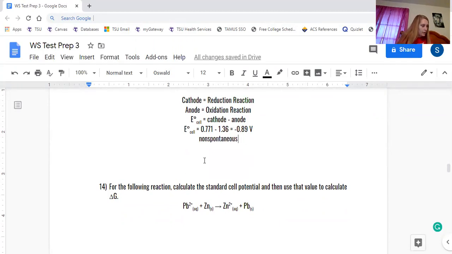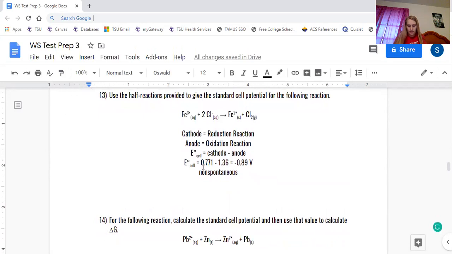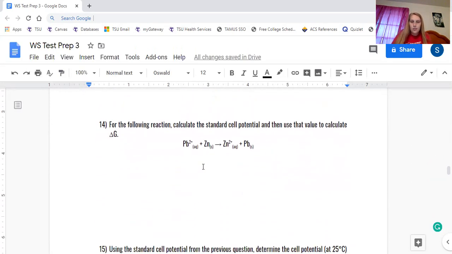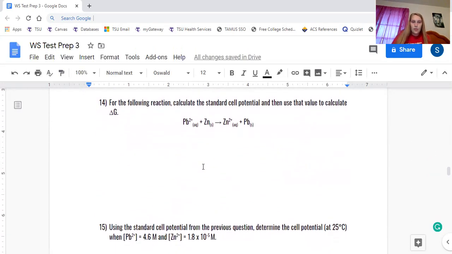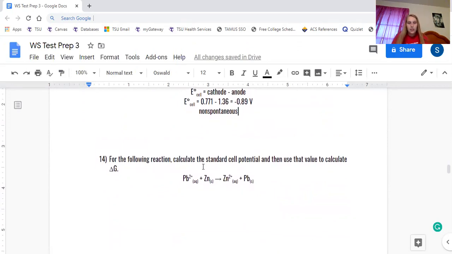All right, so let's move on to the next one. Sorry I didn't write out the equations for those, but if you look at the equations on that little sheet right there, those are the equations that it'll be. Okay, so we're going to look at this reaction. For the following reaction, calculate the standard cell potential and then use that value to calculate the delta G. So first off, we have to find our standard cell potential.